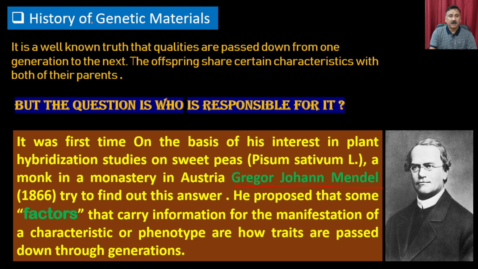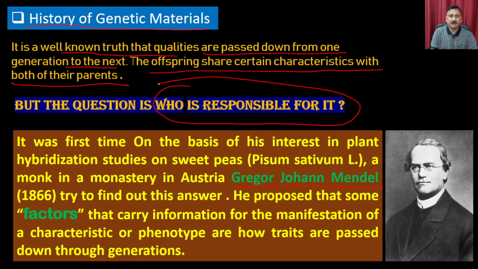So what is the history of the genetic material? It is well known that qualities are passed down from one generation to the next. The offspring shares certain characteristics with both of their parents, but the question is, who is responsible for this? It was first, on the basis of his interest in plant hybridization studies on the sweet pea, Pisum sativum, that a monk in a monastery in Austria, Gregor John Mendel, tried to find out this answer.